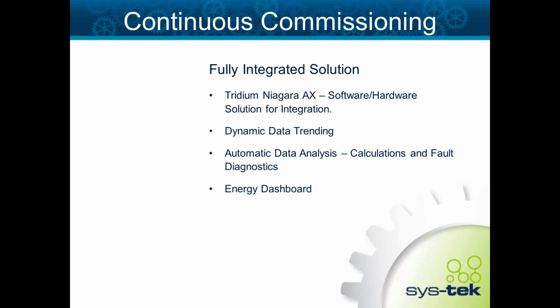Continuous commissioning kits are dynamically trending data that is selected by the user for trending, also performing automatic data analysis for calculations and fault diagnostics. So we're calculating, as an example, chilled water tons being utilized by an air handling unit, and then also analyzing the performance of control algorithms for that chilled water coil on the air handling unit.